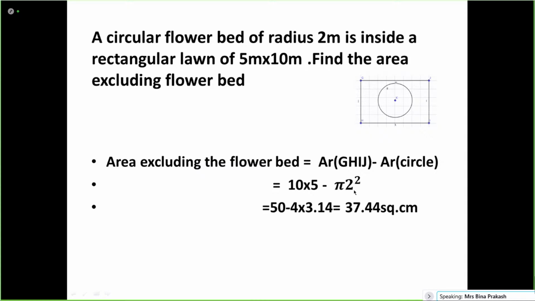It's pi r square. The value of pi is not mentioned here, but I have used the value of pi as 3.14. Maybe it's mentioned that the value of pi should be taken as 3.14. So with this calculation, we are left with 37.44 square meters. It's not a centimeter, it should be meter. I made a mistake here, because the dimensions of the park and the flower bed are in meters. So therefore, the region that is left out will also be in the same unit. So it is 37.44 square meters. That's the area that has been left out.